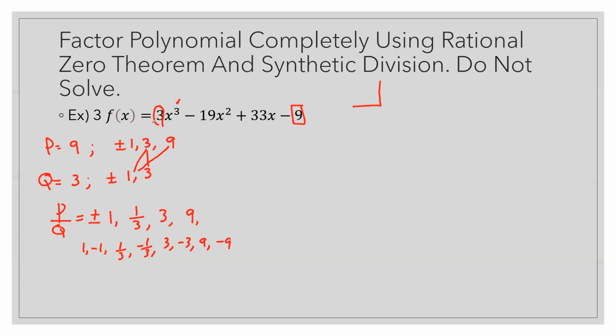So I always check if the polynomial is in order. If we're missing a power, replace it with a 0. So are we in order? 3, 2, 1, constant, right? Yes, we are in order. So it's going to be 3, negative 19, 33, and negative 9.